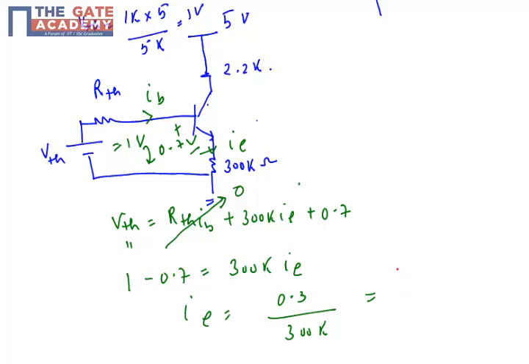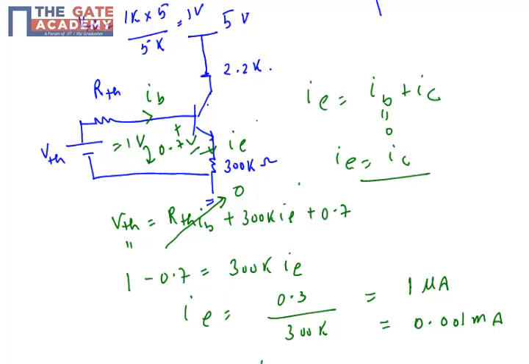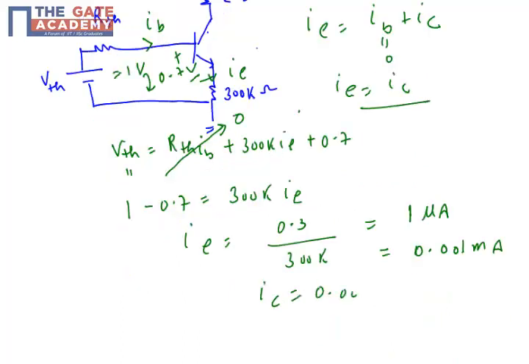So IE current we have calculated is equal to 1 microampere, or I can say 0.001 milliampere. Okay, now you know that the emitter current IE is basically IB plus IC. We already know that IB is 0, so my IE is basically equal to IC. So we need to find out the IC current, which is nothing but 0.001 milliampere.